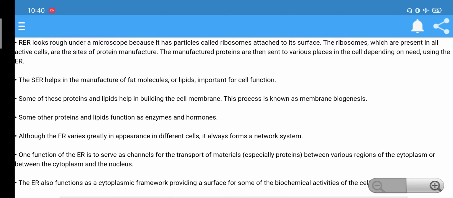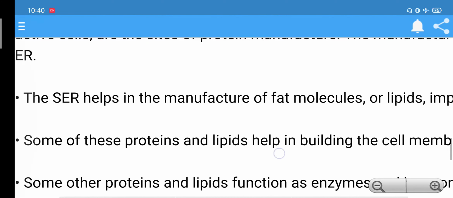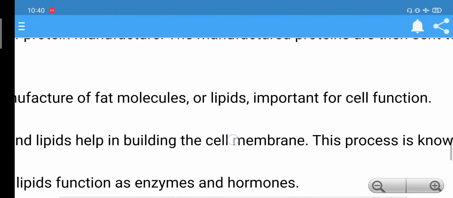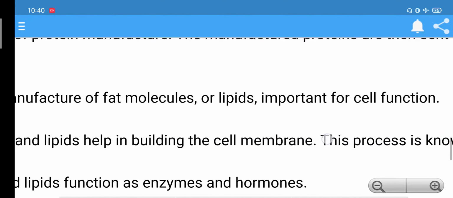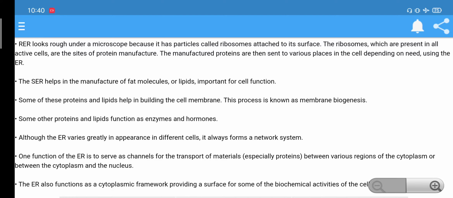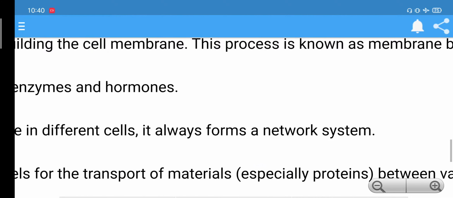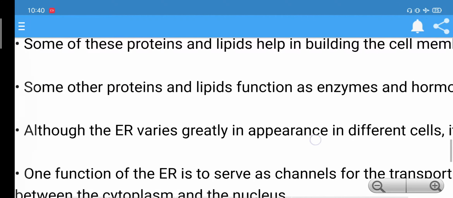The smooth endoplasmic reticulum helps in the manufacture of fat molecules, or lipids, important for cell function. Some of these proteins and lipids help in building the cell membrane. Some other proteins and lipids function as enzymes and hormones. The endoplasmic reticulum varies greatly in appearance in different cells, but it always forms a network system.